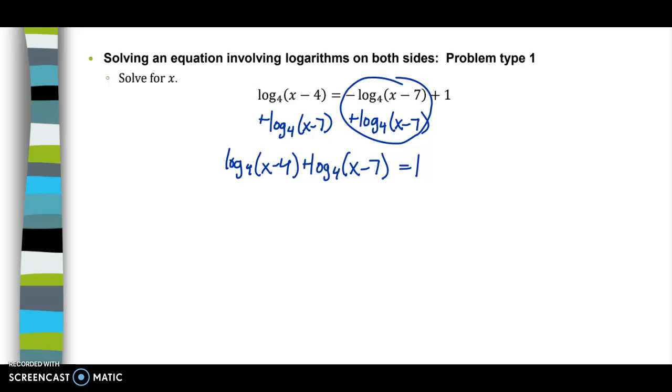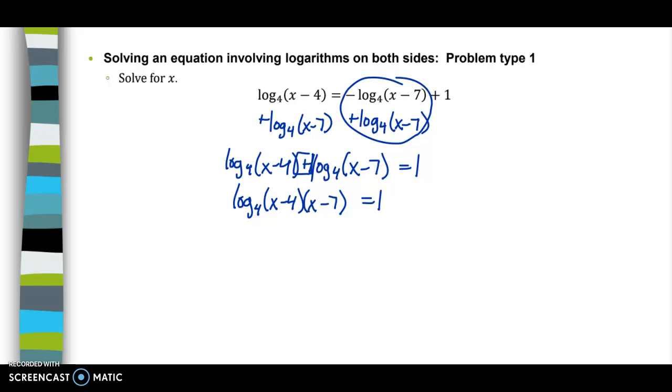Now the second step was to combine the logs. We have a plus sign here, so that indicates the product rule. So we take log base 4, and inside of that log we now have x minus 4 times x minus 7. And that only works when we have the same base, right? And we have the same base of 4, so it worked.